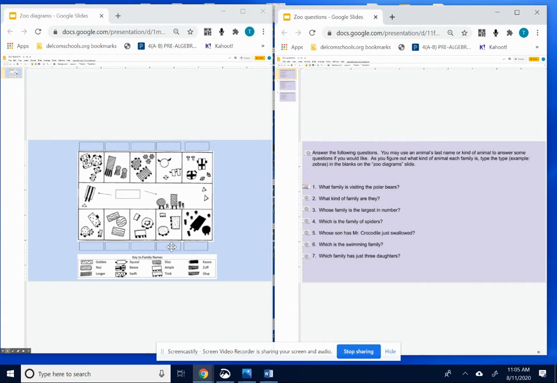Okay, this is a zoo, and each of these rectangular sections is a cage. It doesn't look like animals, but they're little symbols to represent a different kind of animal. So maybe this set of animals in the top left, maybe those are zebras. Maybe in this other cage, maybe these are the lions. So every cage is a different type of animal, and on the left-hand slide, you want to type in the type of animal they are.